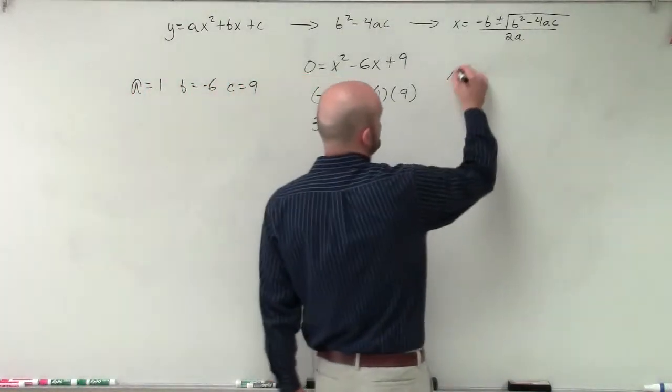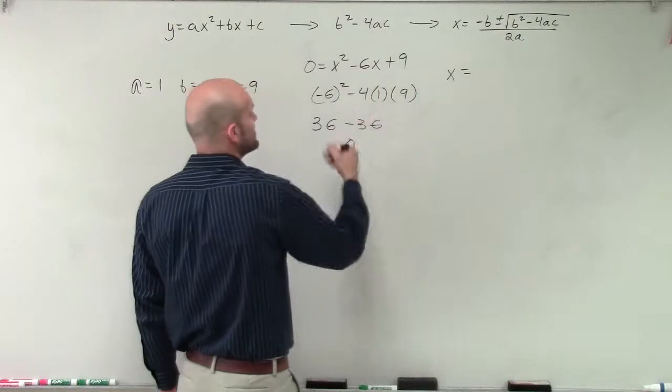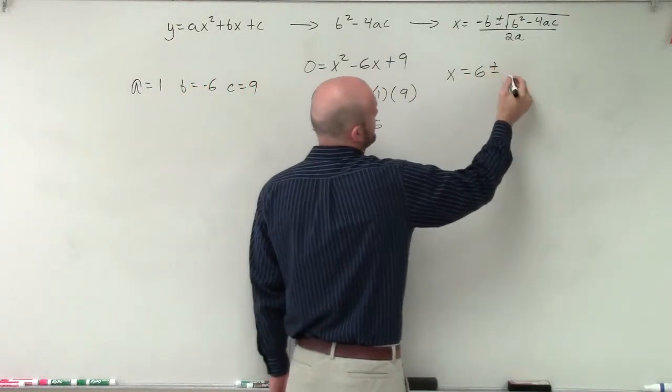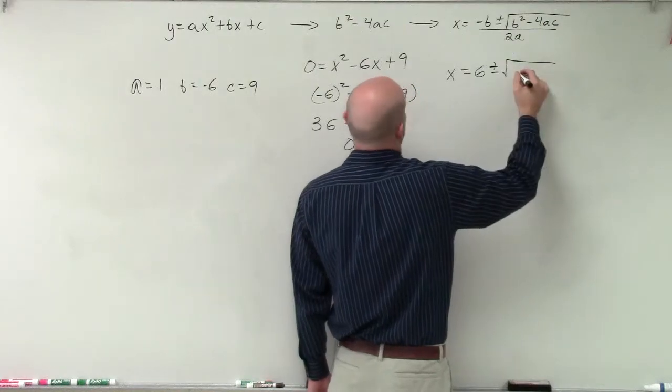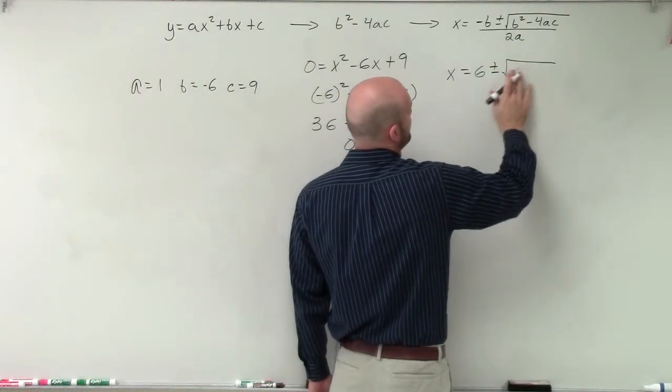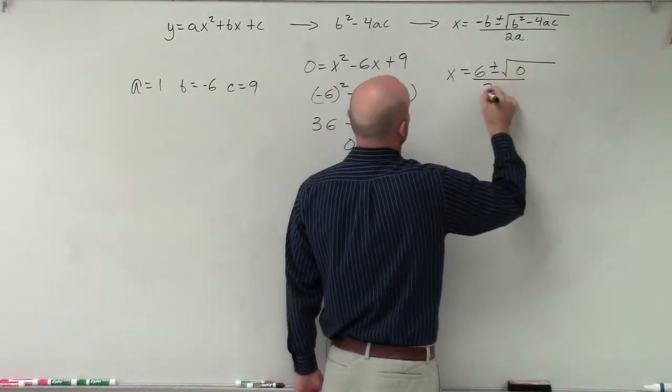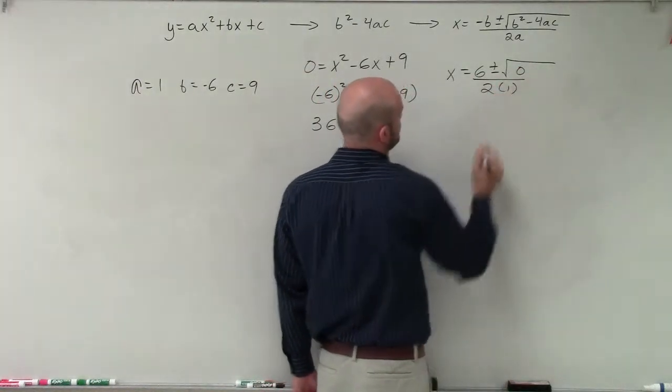So let's finish off the rest of the quadratic formula. So I take the opposite of b. Since that's -6, the opposite of -6 is a positive 6, plus or minus the square root of, we already figured out, the discriminant, which is 0, all over 2 times a, which is 1.